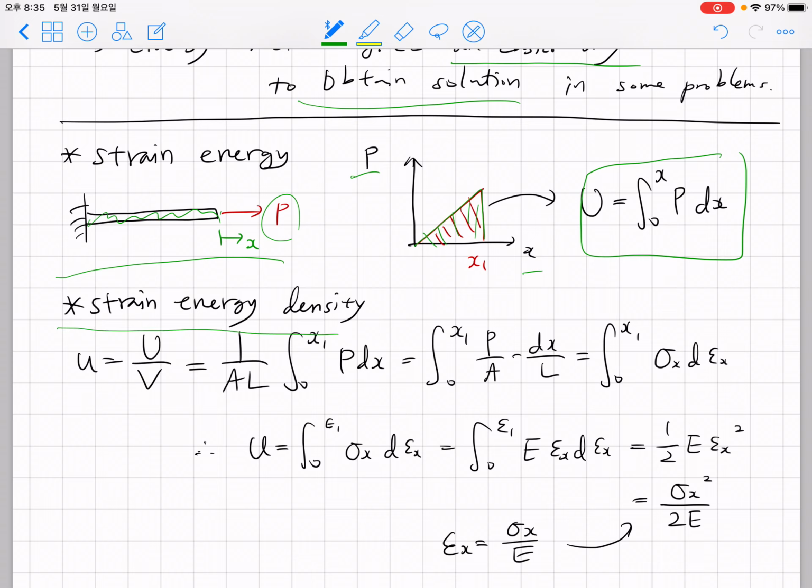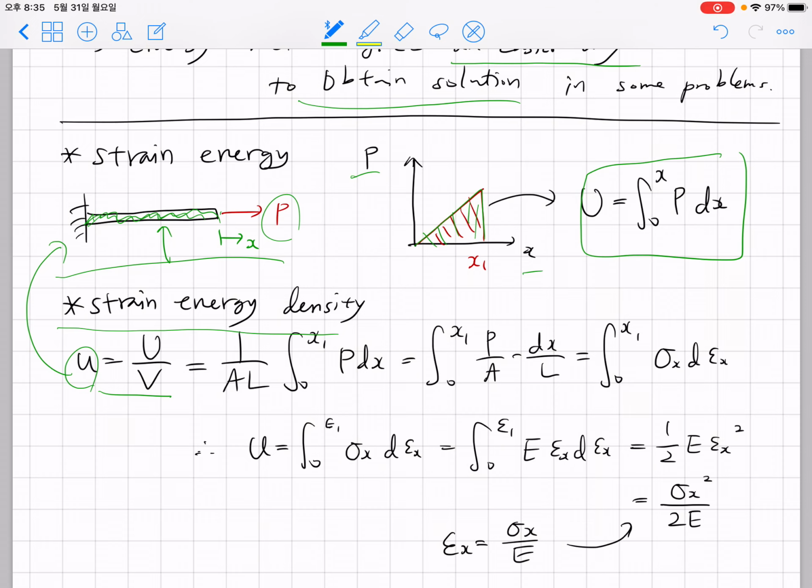And how can we define the strain energy density? It is also a useful quantity to define. Strain energy density is the strain energy stored per unit volume. For this specific problem, because the stress distribution is uniform over the entire structure, our strain energy density will be uniform. However, for general cases, strain energy density is a scalar field that depends on the position in the structure. For simplicity, let's consider this problem.